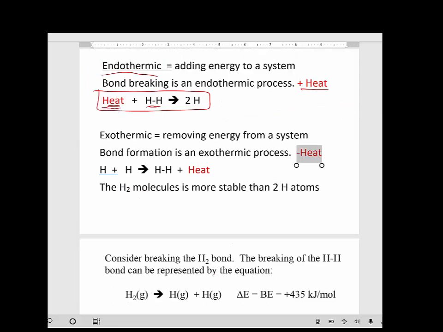An exothermic process is the process of removing energy from a system, like a chemical molecule. And bond formation is an exothermic process, a negative change in heat. So if we form an H2 molecule from two separate H atoms, because that final H2 molecule is more stable than the two individual atoms together, this H2 molecule has less energy than the atoms, and so that extra amount of heat is passed from the system to the surroundings as heat. So for an exothermic process, heat always is written on the product side of the chemical equation. It's going to be a negative change in heat.